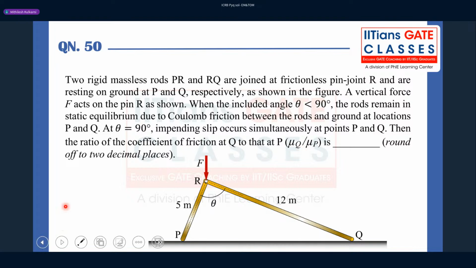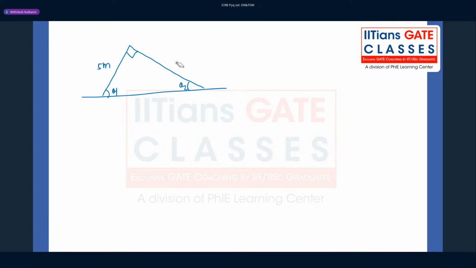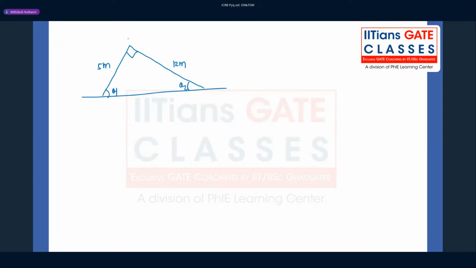Okay, so let's start with the free body diagram. Assume that now we have a 90-degree angle and slip is started to occur. Okay, this is a 90-degree angle. Let's call this theta 1 and this theta 2. This is 5 meter. This is 12 meter. They have already given to us. And the force F is applied here. Let's try to draw the free body diagram for point P and point Q. This point is R.